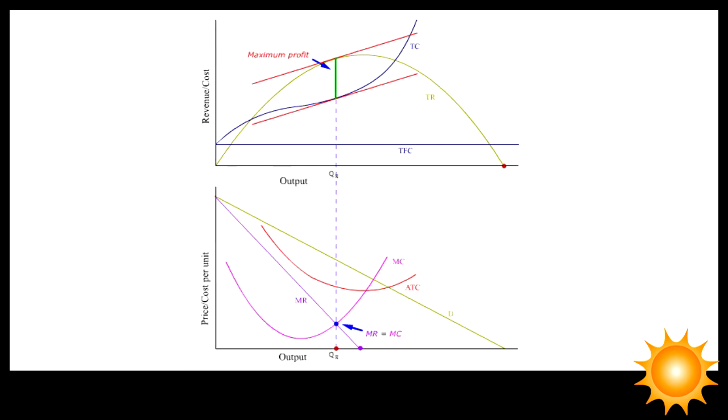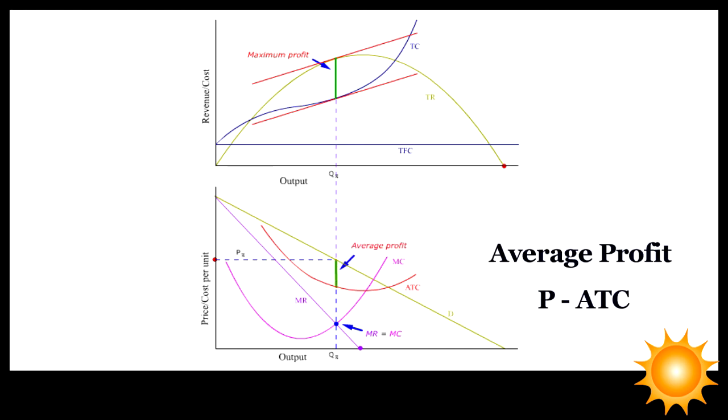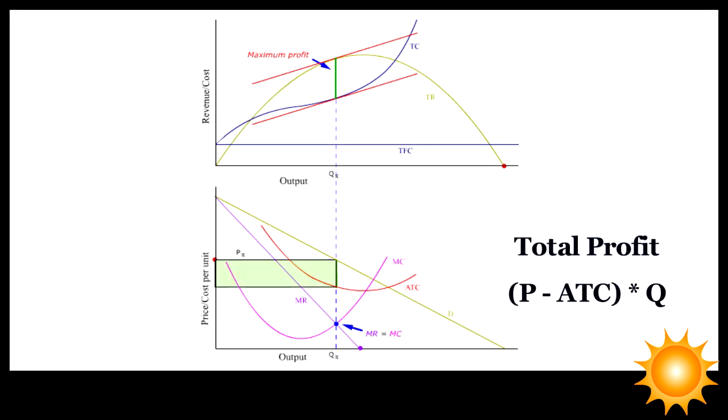At the maximum profit output Q pi, the firm will be able to sell all it produces at P pi, as indicated by the demand curve. At Q pi, the average profit is indicated by the gap between P and ATC. Total profit is indicated by the rectangular area, which is calculated by the average profit per unit times the number of units.